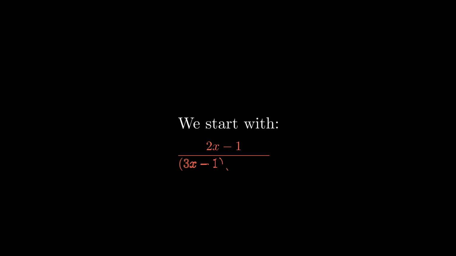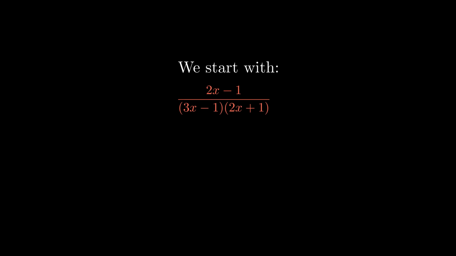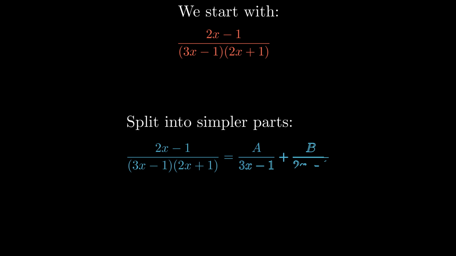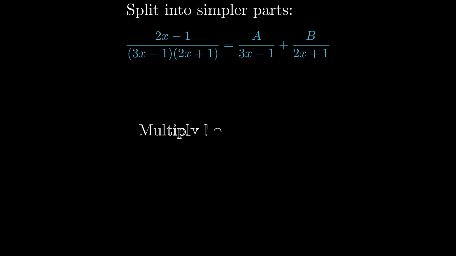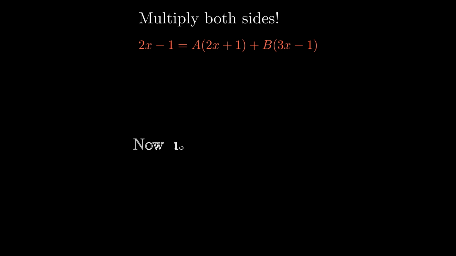We start with 2x minus 1 over the product of 3x minus 1 and 2x plus 1. We write it as the sum of 2 fractions with a and b. Multiply both sides by the denominator to get rid of the fractions. Let's choose x values that make solving easier.